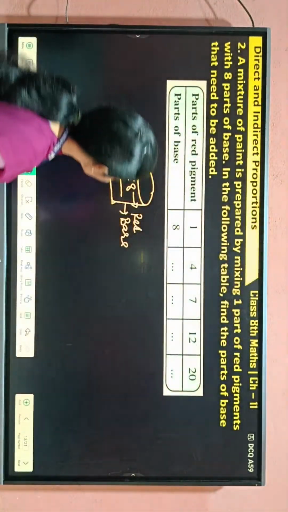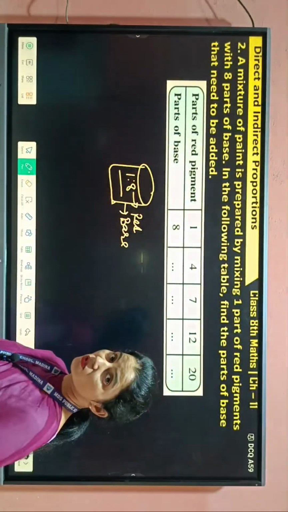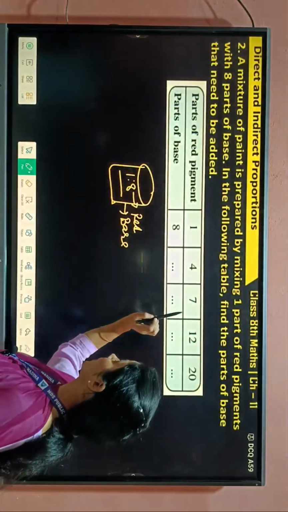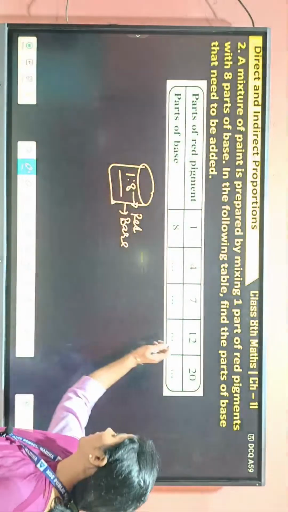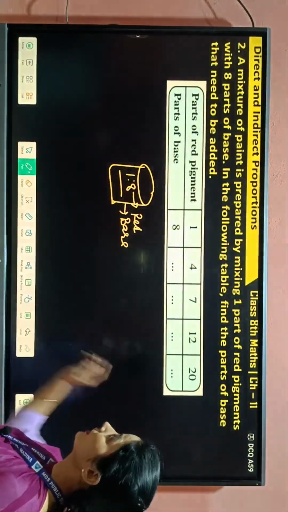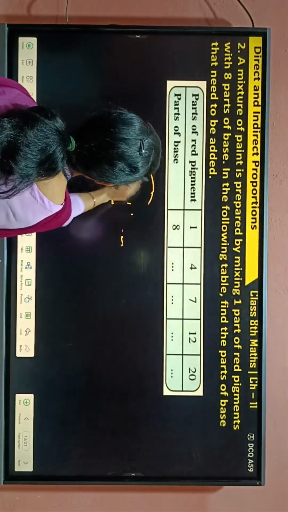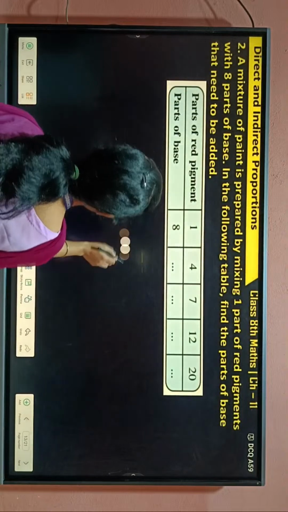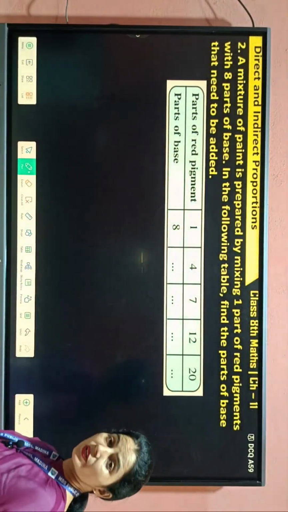Now we need to tell, if red pigments are 4, then what are the parts of base? If red pigments are 12, then we have to tell the corresponding parts of base, and similarly in this part. Let us see, as the number of red pigments increases, the parts of base will also increase.